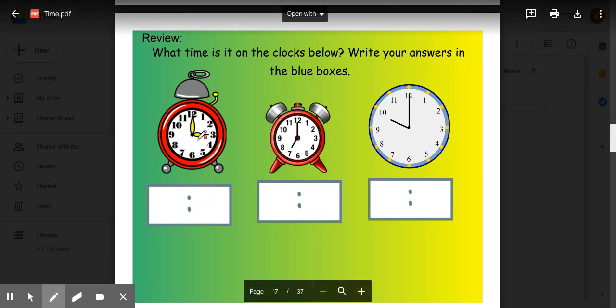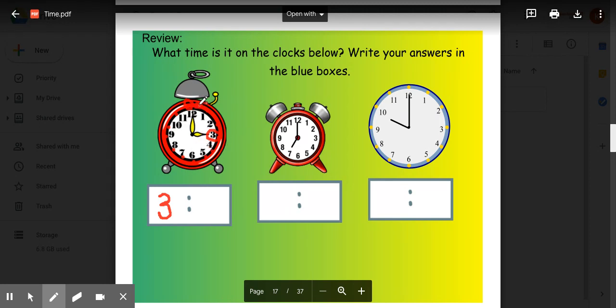Remember, the hour hand is the shorter hand, and it always comes first. So on this clock, the hour hand is pointing to the 3, and the hour always goes first on the digital clock. The minute hand tells the minutes. And remember, we count by 5. So we start at 1 and we count 5, 10, 15, 20, 25, 30, 35, 40, 45, 50, 55, and then back to double 0.